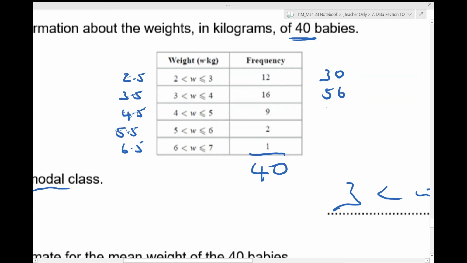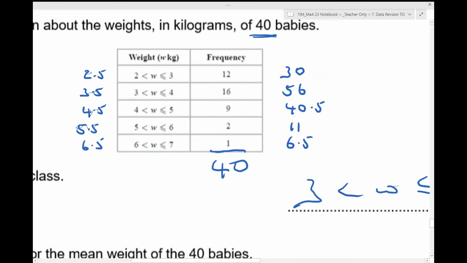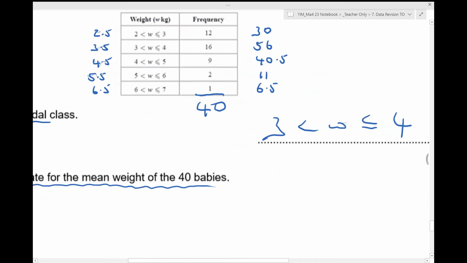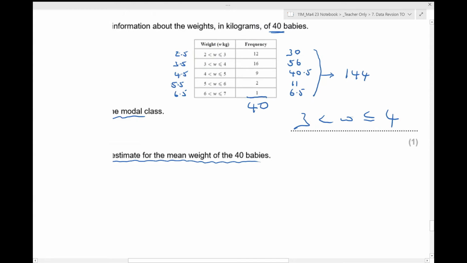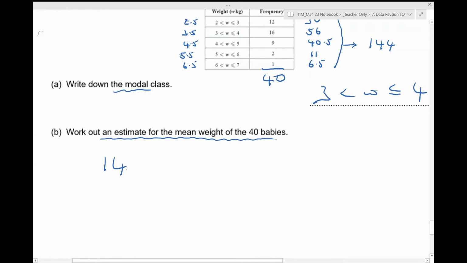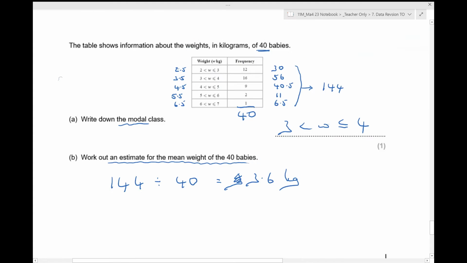9 babies weighing 4.5 each, 40.5. 2 babies weighing 5.5 each, 11. 1 baby weighing 6.5. I've multiplied. Now I'm going to add those together. If I add those together, I get the total weight of all the babies, 144 kilograms in all. So my estimate for the mean weight is 144 divided by 40, since there are 40 babies, which gives me 3.6 kilograms.